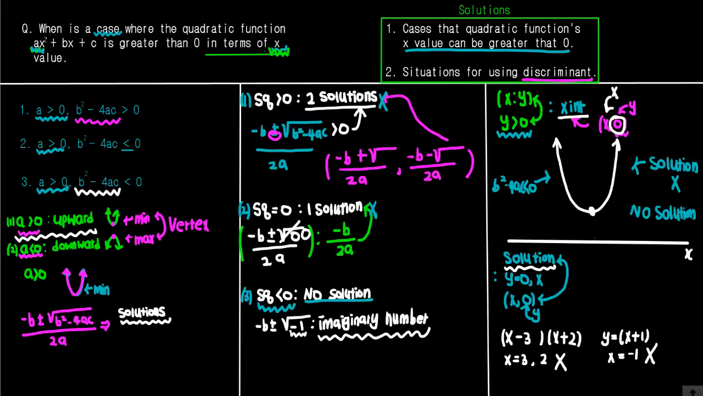So our answer for this question, where the quadratic function is x squared plus bx plus c equal to 0 in terms of x, is going to be 3, where the a value is greater than 0, which means the graph goes upward and only the minimum point exists. B squared minus 4ac, which is the number inside the radical, should be less than 0, so that our function cannot contain any solutions.